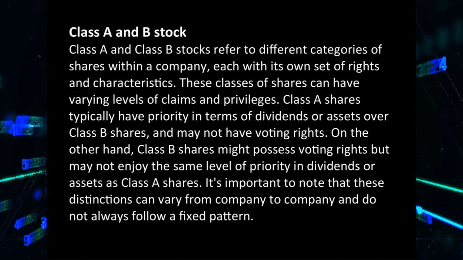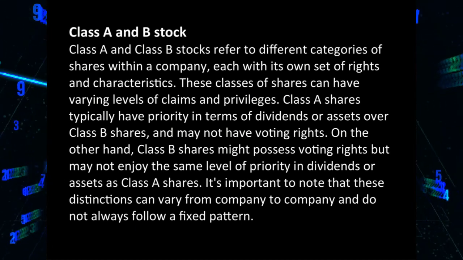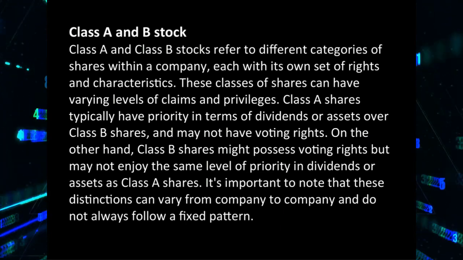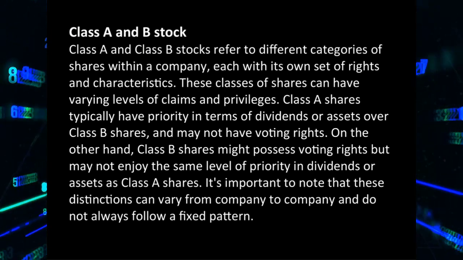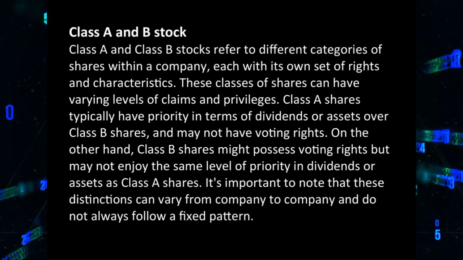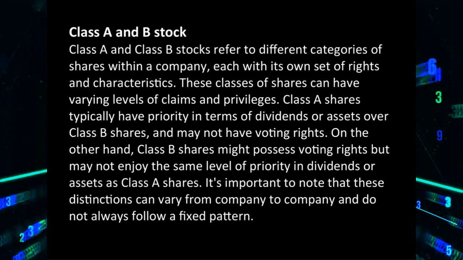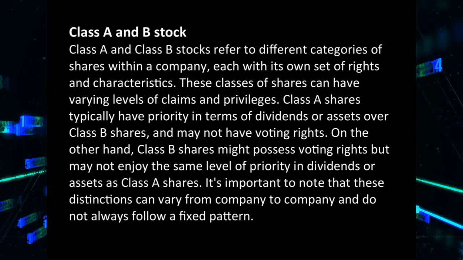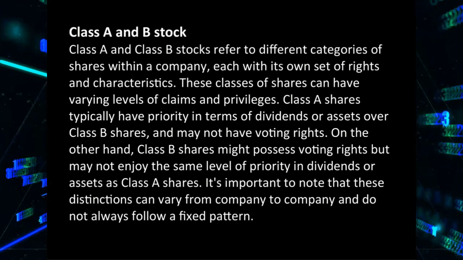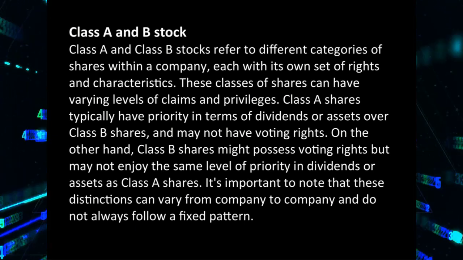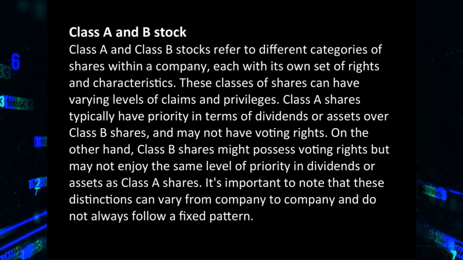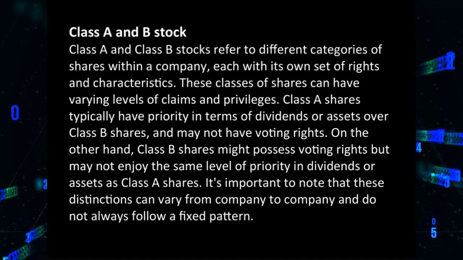Class A and B stock. Class A and Class B stocks refer to different categories of shares within a company, each with its own set of rights and characteristics. These classes of shares can have varying levels of claims and privileges. Class A shares typically have priority in terms of dividends or assets over Class B shares, and may not have voting rights. On the other hand, Class B shares might possess voting rights but may not enjoy the same level of priority in dividends or assets as Class A shares. It's important to note that these distinctions can vary from company to company and do not always follow a fixed pattern.